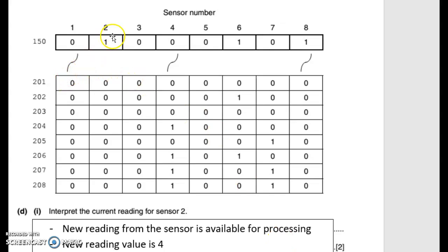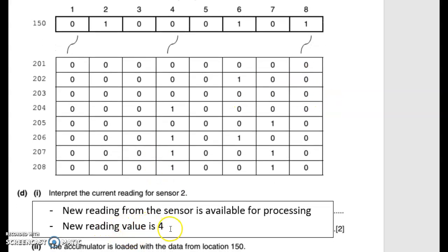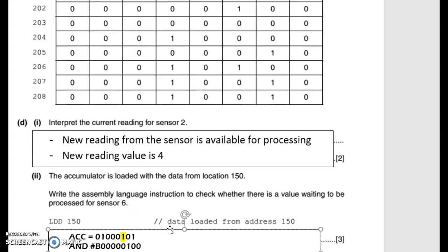Okay. Now the second thing is you have to go to the data part. This is the actual value received from the sensor. So what is the value? 0, 0, 0, 0, 0, 1, 0, 0. If you convert this into decimal, you will get 4. So you can write that as well: new reading value is 4. Okay. Now let me go to the next question, the accumulator part.